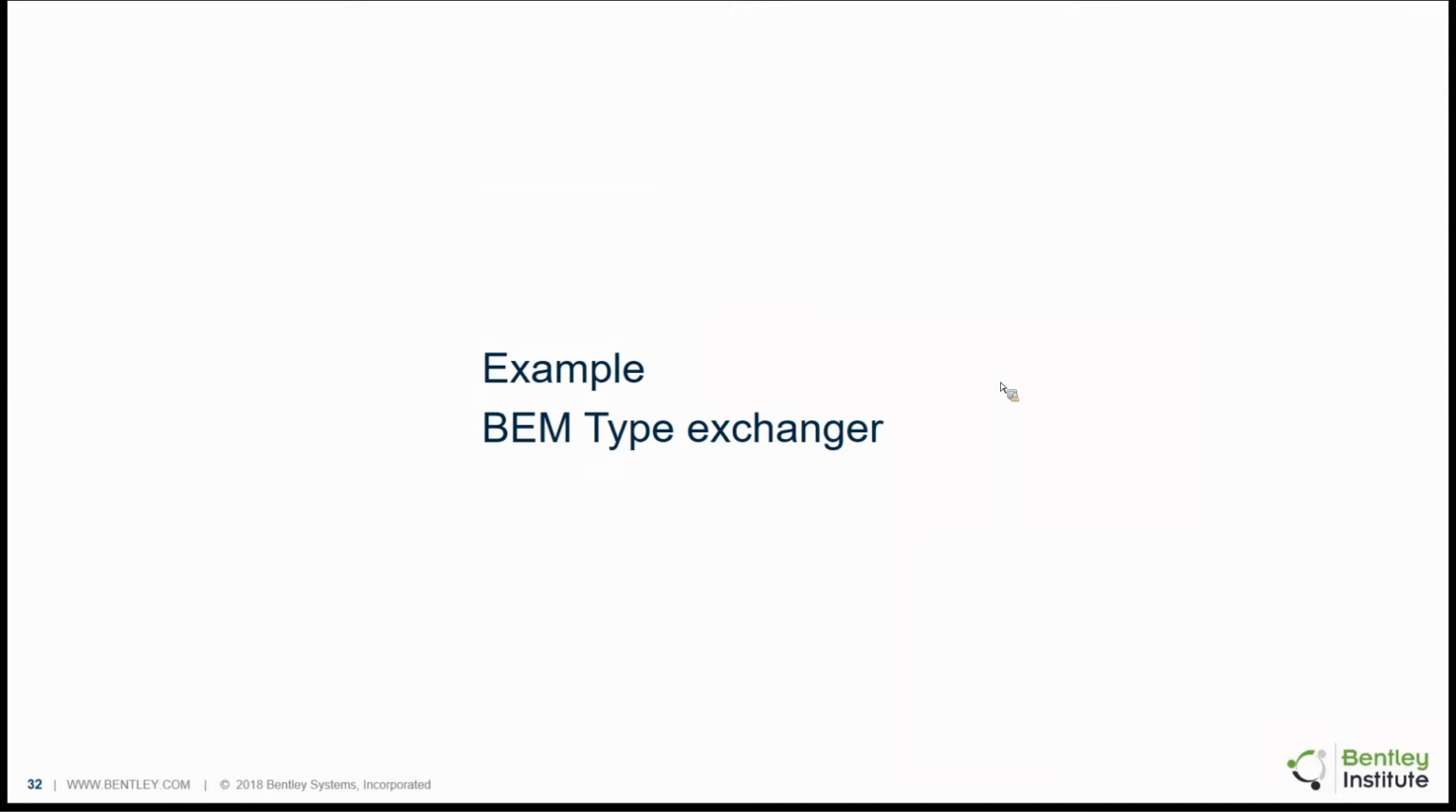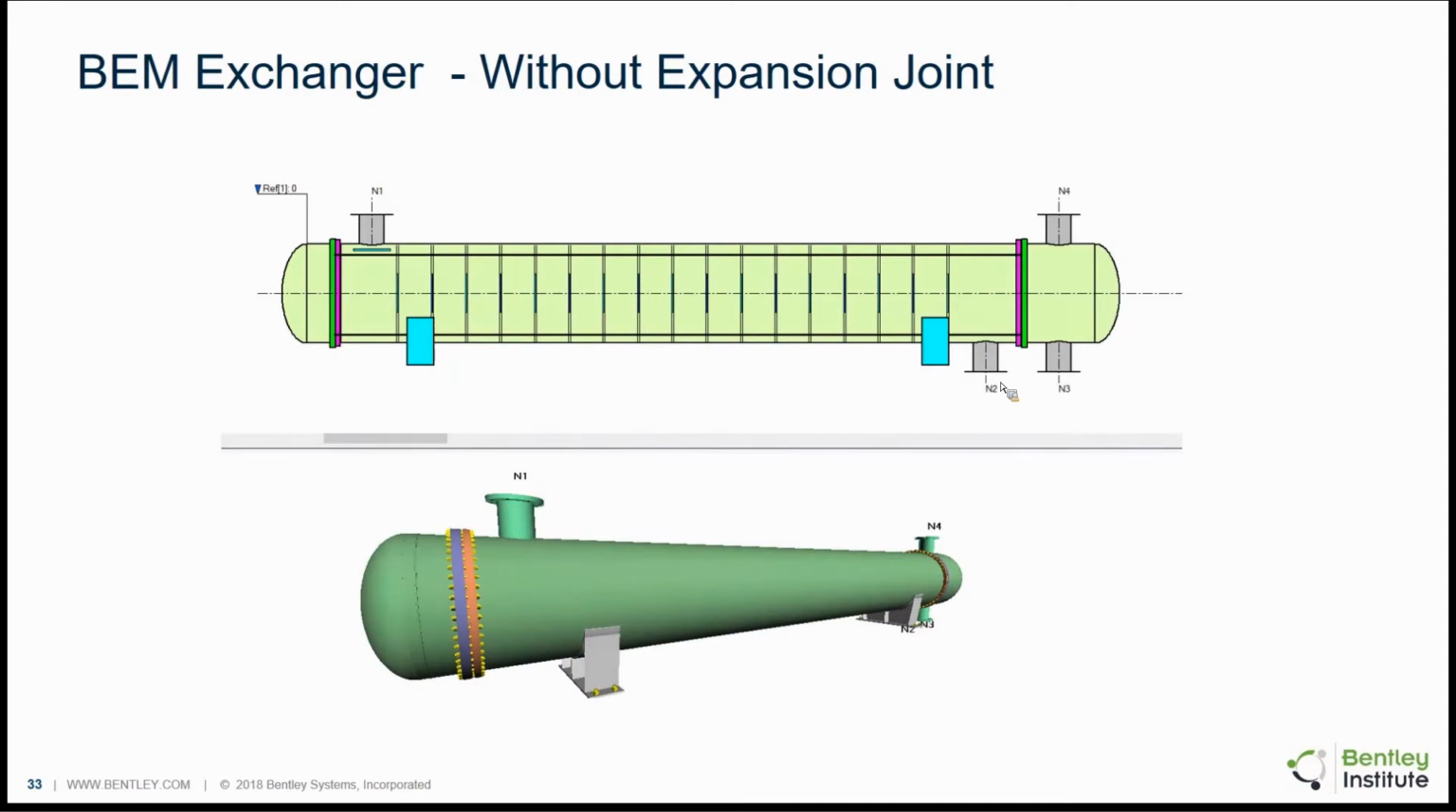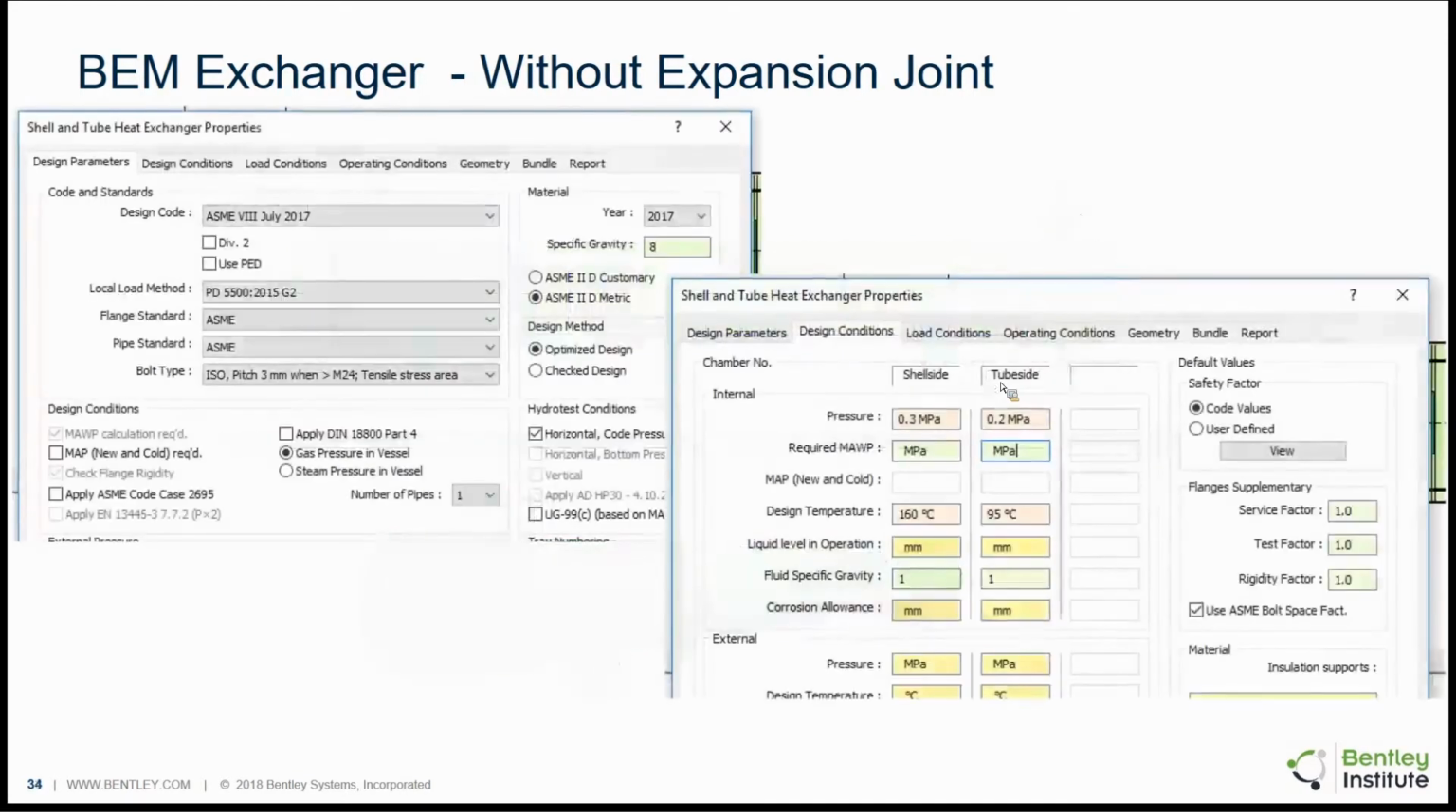So now let's take a look at the BEM type heat exchanger, the fixed tube sheet heat exchanger. This is a screenshot from AutoPIPE Vessel using a BEM exchanger, without expansion joint. ASME Section 8 July 2017 version was chosen as the design code, and design conditions were 0.3 megapascal for shell side, 0.2 megapascal for tube side, and 160° and 95° C respectively for shell side and tube side design temperatures.